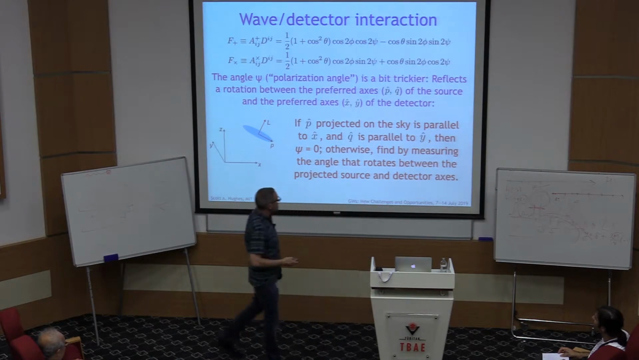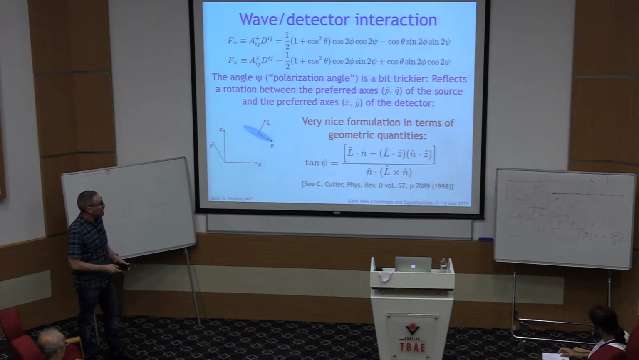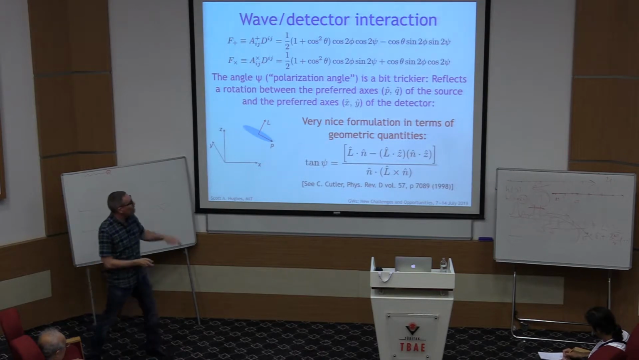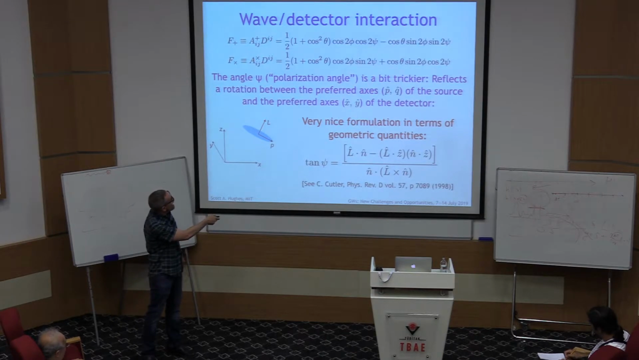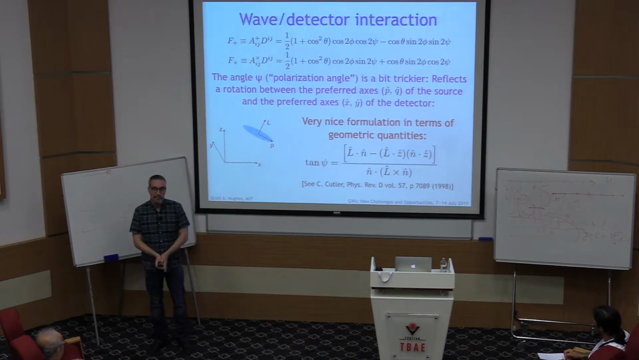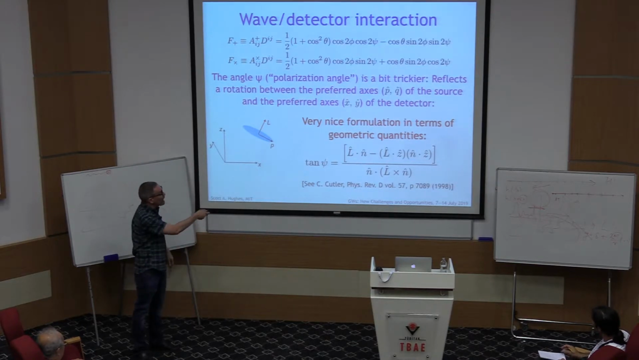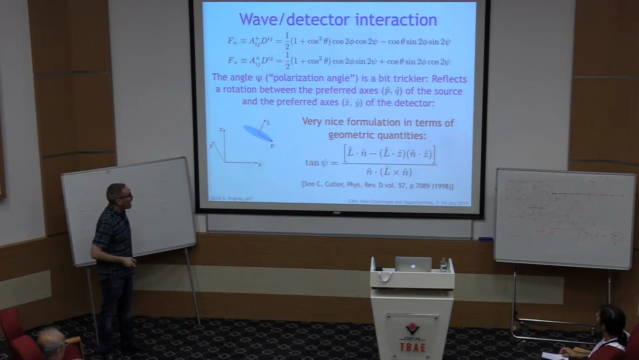That's sort of nice. If you want to actually calculate it, there's a lovely expression that was derived by Kurt Cutler in a paper that was designed for LISA purposes, but I think that the result carries a little bit more generally. So if n hat points from the vertex of my detector to the event on the sky, and L hat is the normal to the plane associated with my detector, this ends up defining this angle psi.